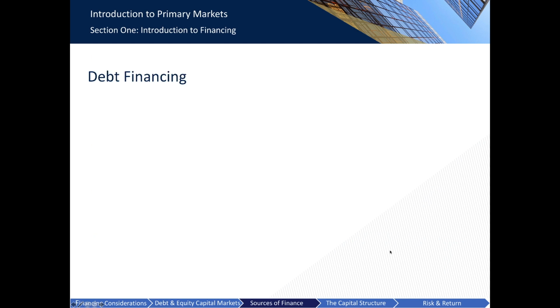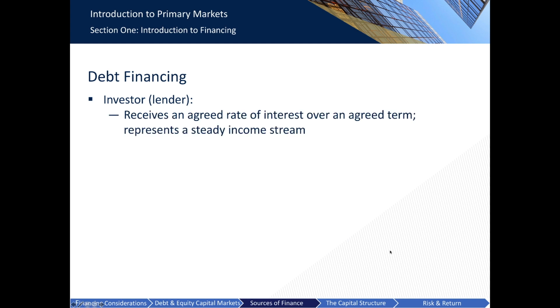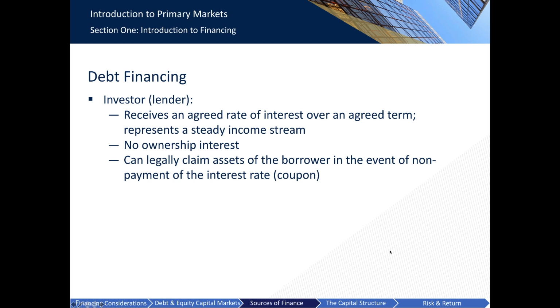By contrast, debt investors provide financing in exchange for an agreed rate of interest over an agreed period of time and the eventual repayment of the debt. The payment of interest represents a regular income stream for investors. While the lender gains no ownership interest, they can legally claim assets of the borrower if the debt is not repaid. From an issuer's perspective, interest rate costs, as we've mentioned, are tax deductible, so the net cost of debt is the amount of interest payable less the amount saved in taxes.